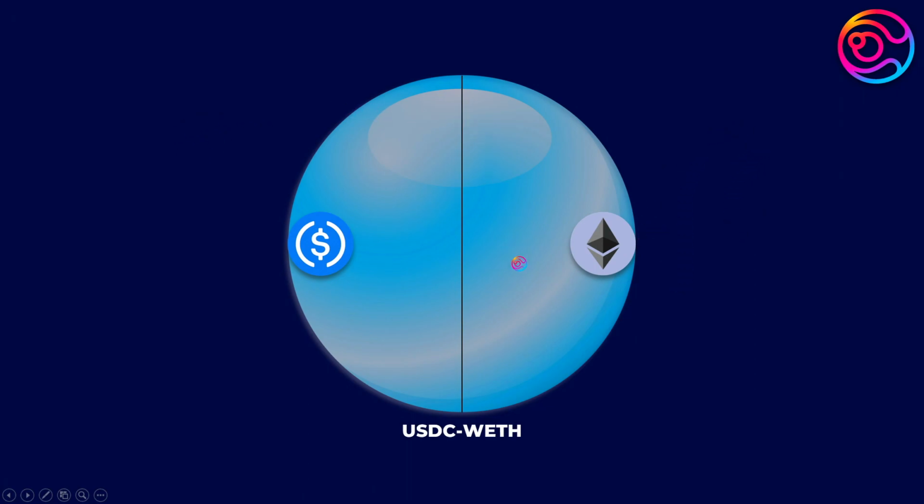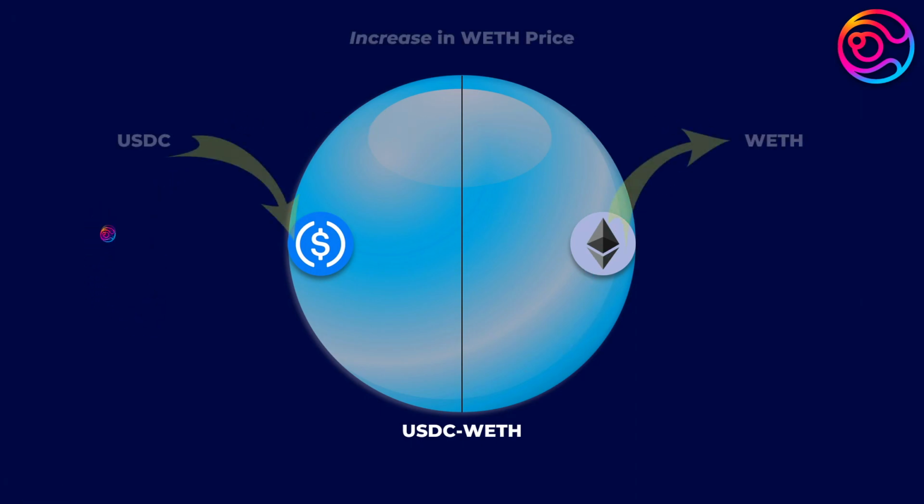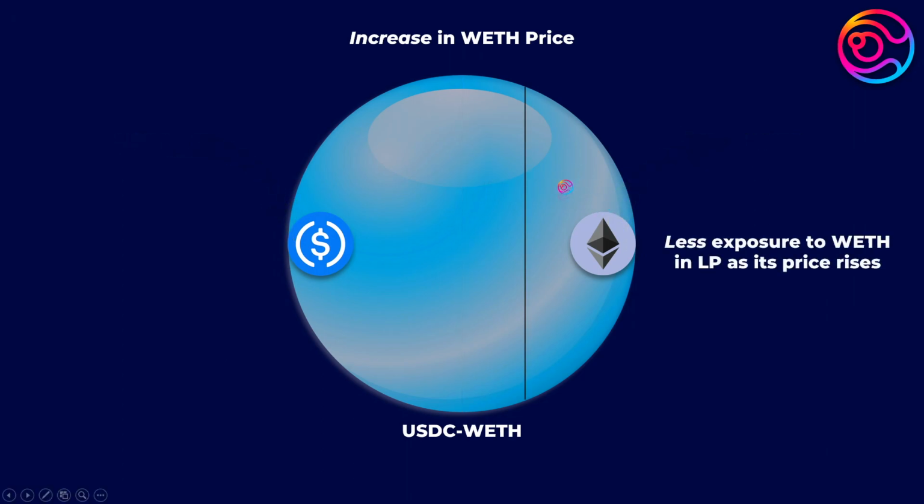When the price of WETH is rising, that means that people are giving you USDC in exchange for your WETH. The end result is that you will gain less exposure to WETH as its price is rising. Yes, you get more USDC in your LP, but you also lose out on the price appreciation of the WETH that swappers have already taken from your LP.